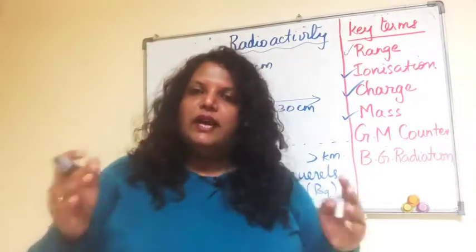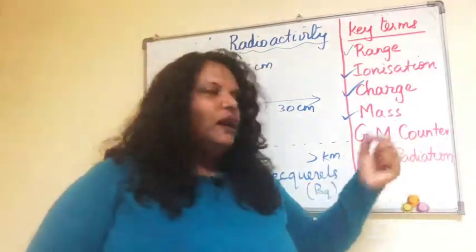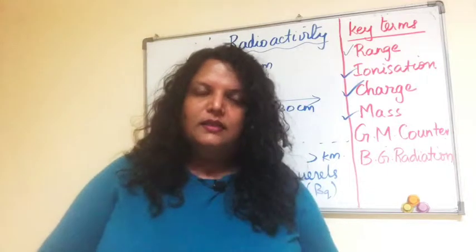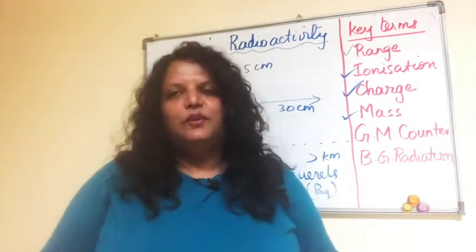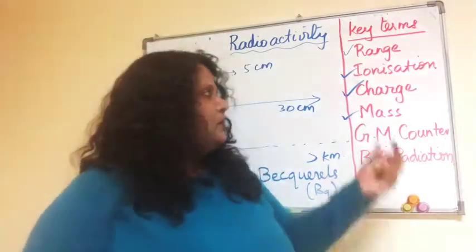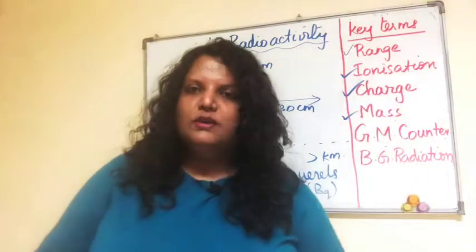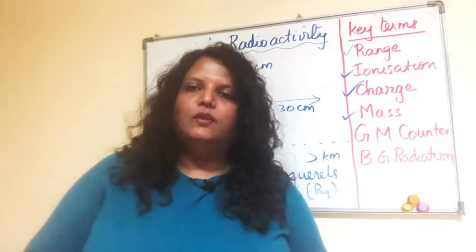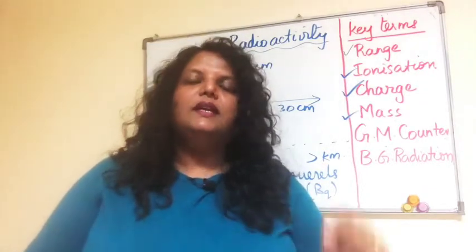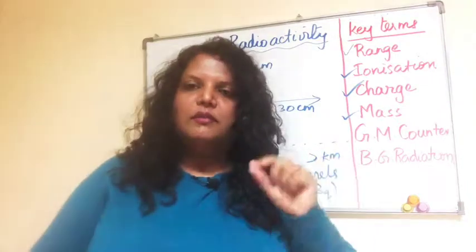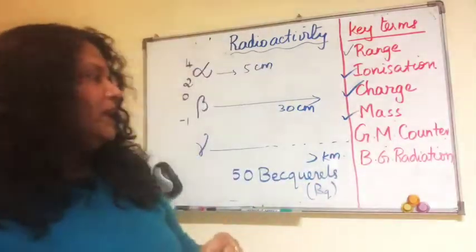You will come to know how many radiations are there. Now, for IGCSE, you don't need to know how a GM counter is constructed, but I'll put it as a separate video if anyone is interested. For the examination, you need not know how a GM counter is constructed and how it works. But you need to know what it is used for in radioactivity. It is used to record the number of radiations that are emitted by an isotope.